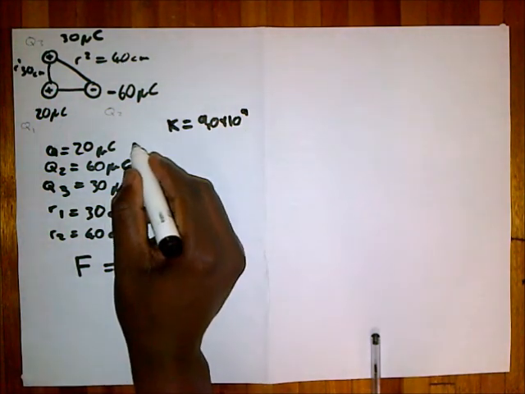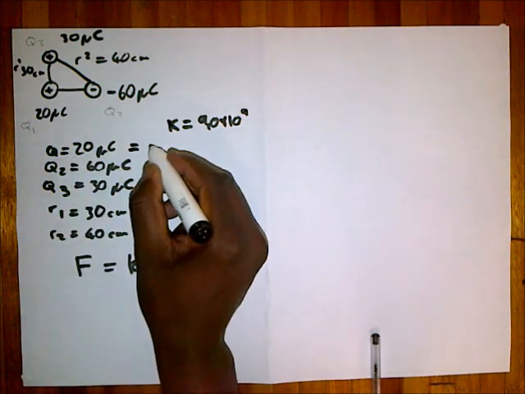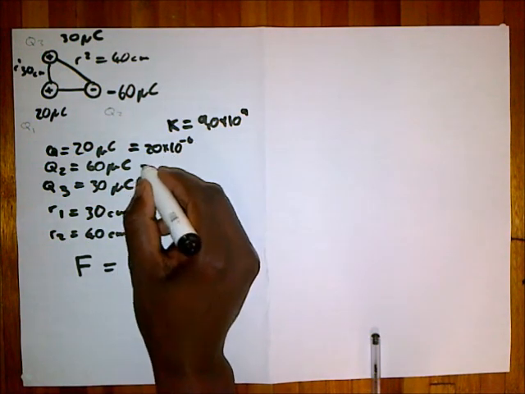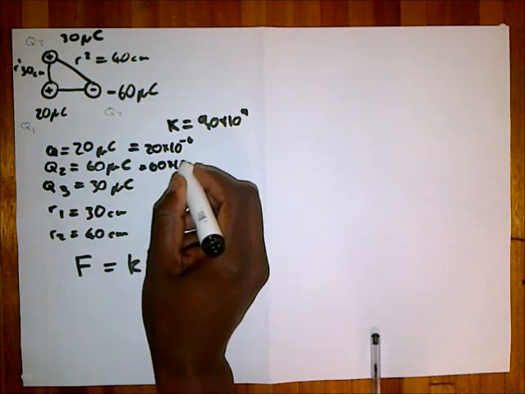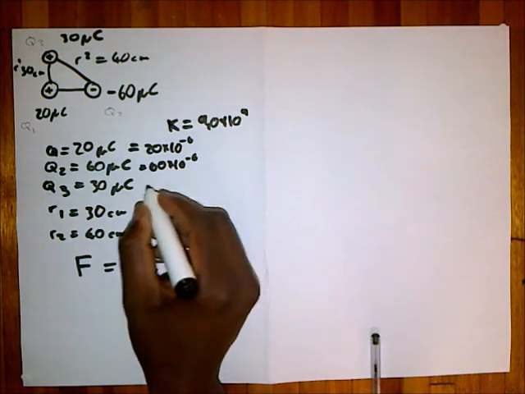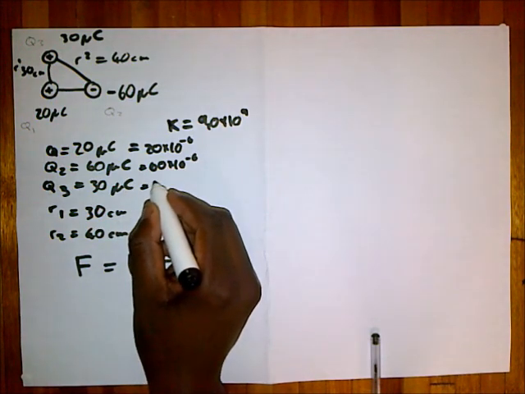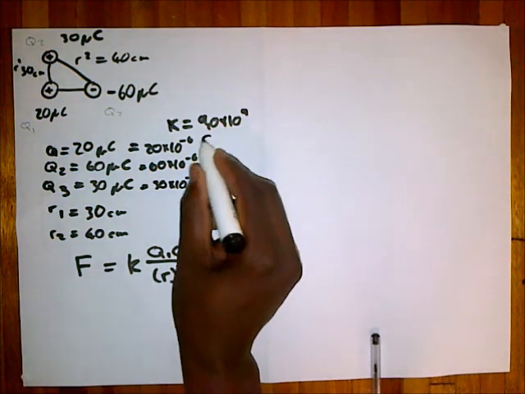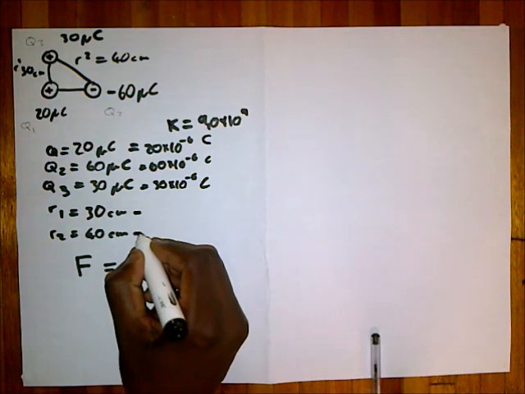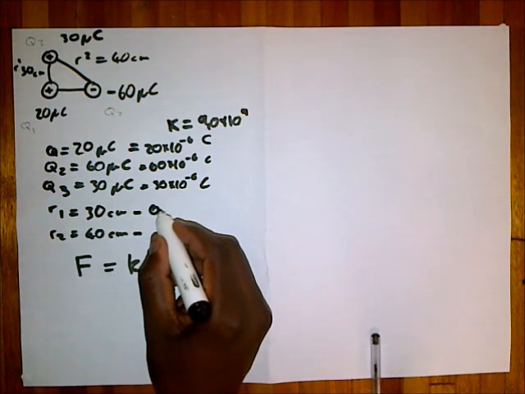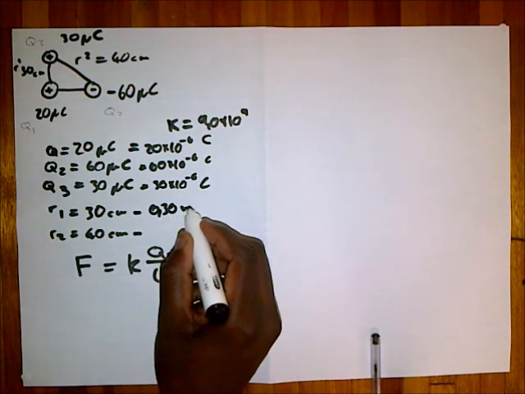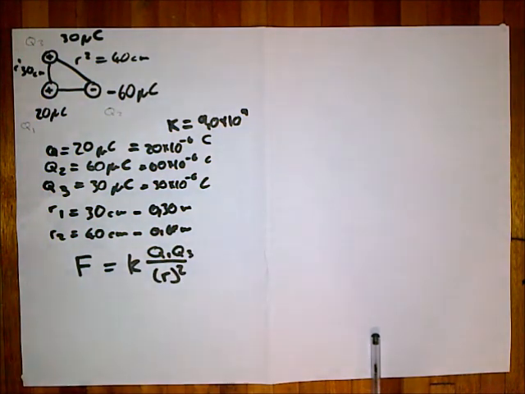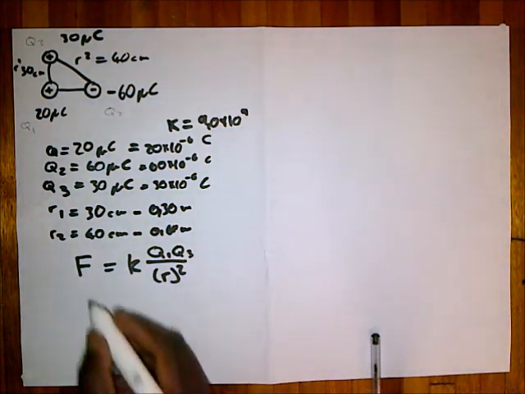So now we have to convert these to coulombs. This is going to be 20 times 10 to the negative 6, 60 times 10 to the negative 6, and 30 times 10 to the negative 6 coulombs. Distances, change them to meters. This is 0.30 meters, 0.60 meters. Now let's do our calculations.